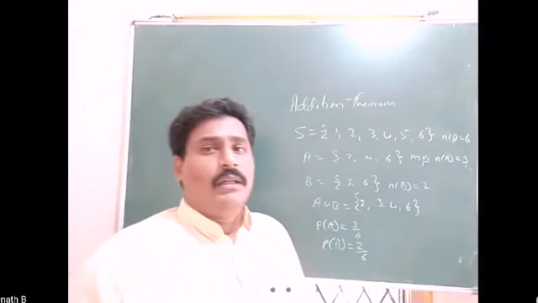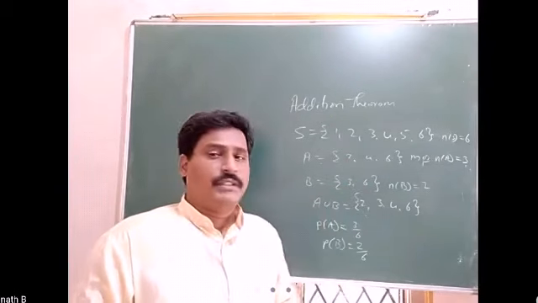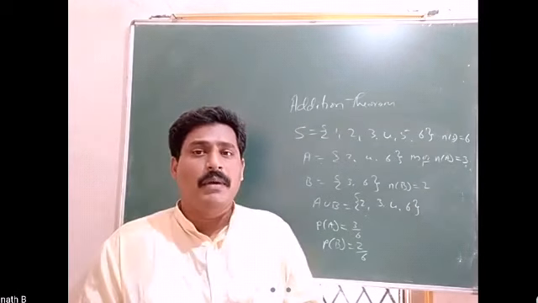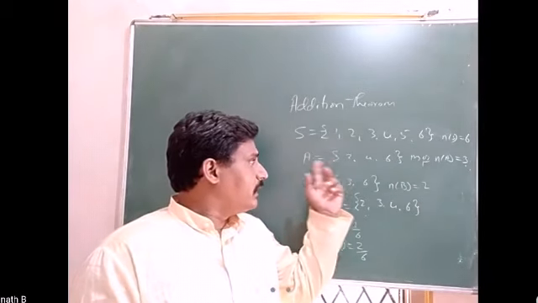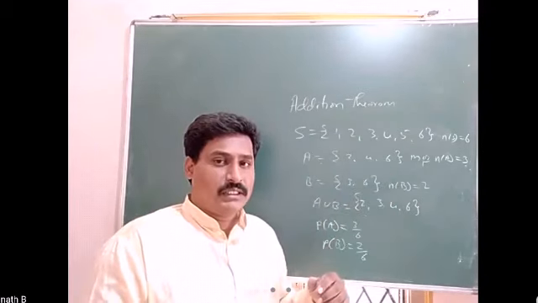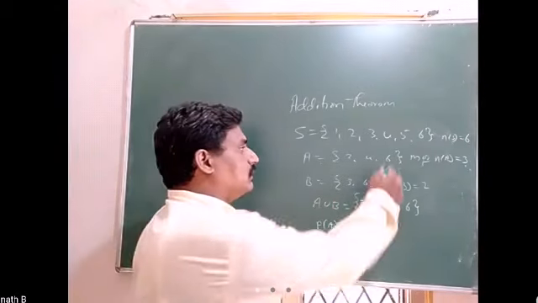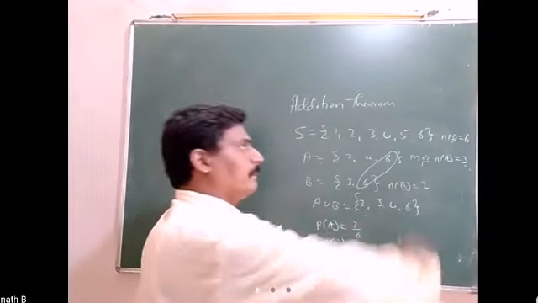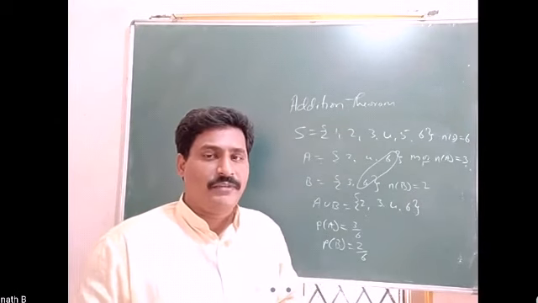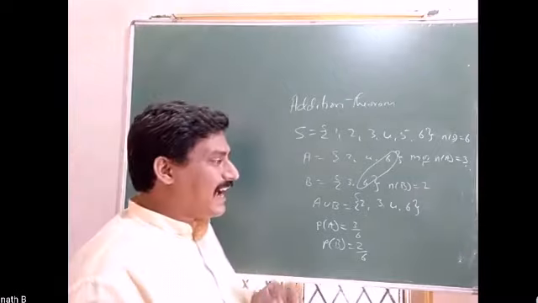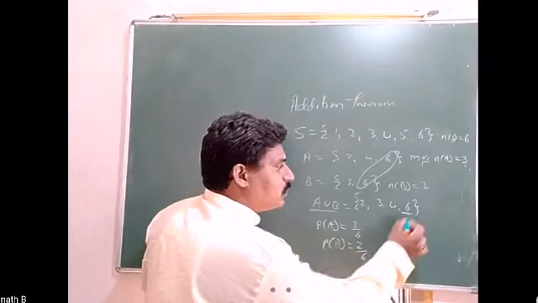But we should know one thing here. In both events, is there any common element? Here in event A, 2 4 6, 3 elements are there, and in B, 3 6, and in both, 6 is common. Now if we add directly, when we have written A union B, we have written 6 only one time.